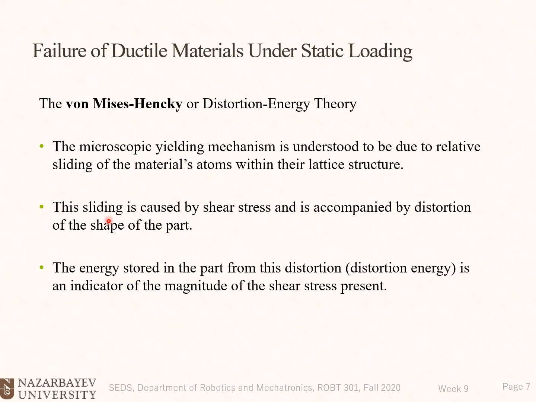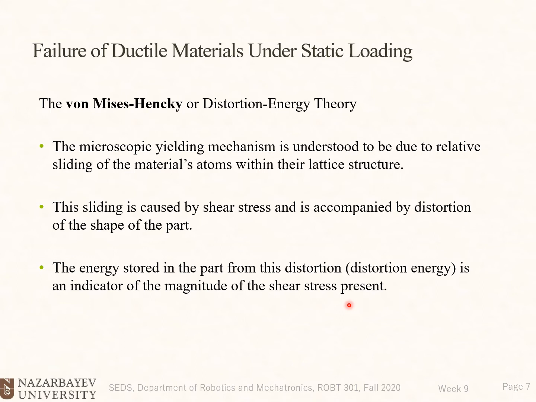This sliding is caused by shear stress and is accompanied by distortion of the shape of the material. It's quite intuitive, understandable why sliding of atoms should happen because of shear stress: shear stress normally causes sliding, not compression or tension. Like normal stresses, shear stresses cause sliding. The energy stored in the part from this distortion is an indicator of the magnitude of the shear stress present. So we want to know how much shear stress is present in the whole part, and we need to have one indicator.